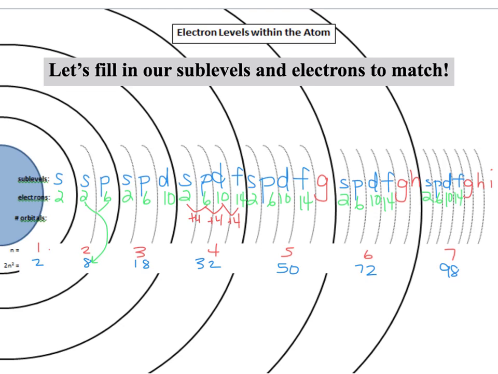And when we look at our G, H, and I, the G's can hold 18, the H's hold 22, and the I's hold 26. Sorry, it's hard to see. So when you add up all your numbers from the entire level, it should equal the total for that energy level. So these are sublevels. They're like little mini levels within each energy level.